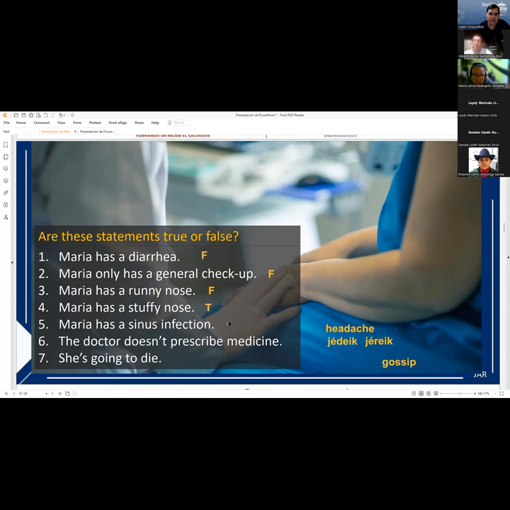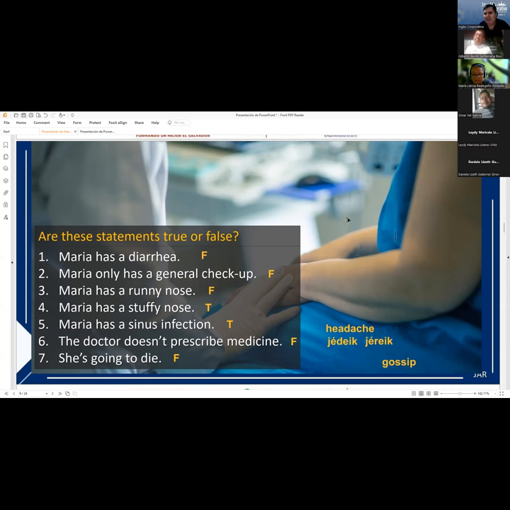Maria has a sinus infection. True. Also true. The doctor doesn't prescribe medicine. False. She's going to die. In general, it's true, but today, no. She isn't going to die today. She's going to die in 60 years, in 50 years, in 40 years.